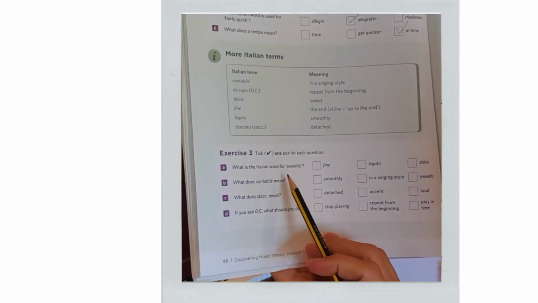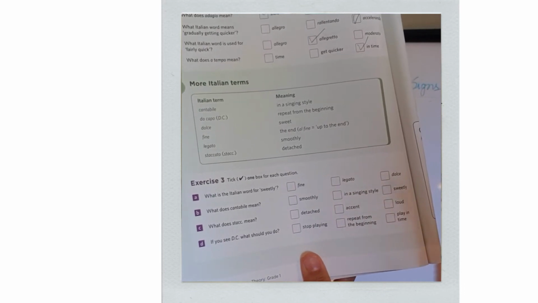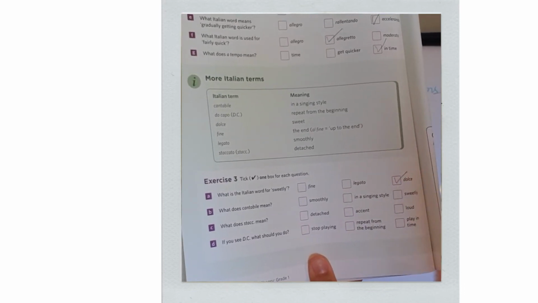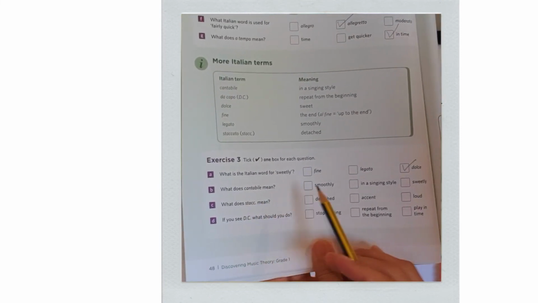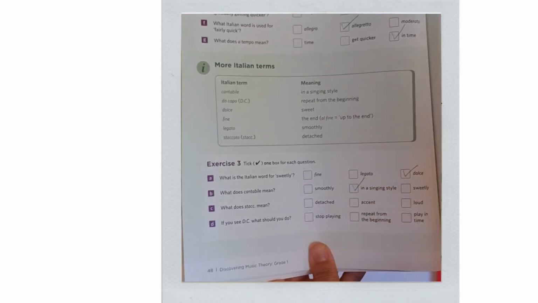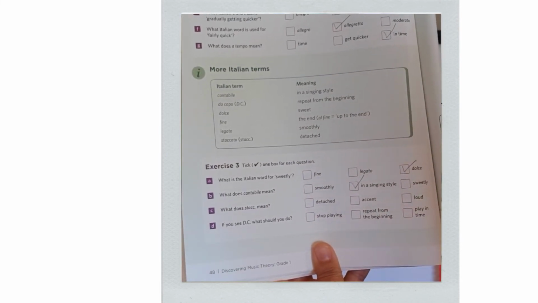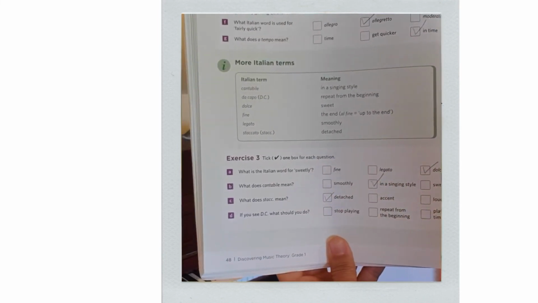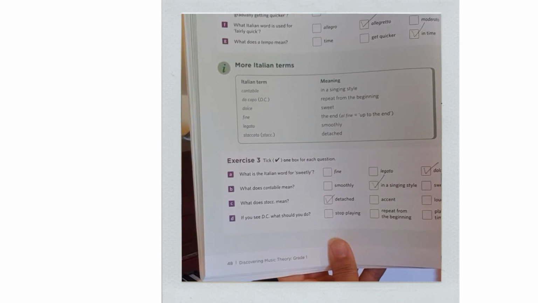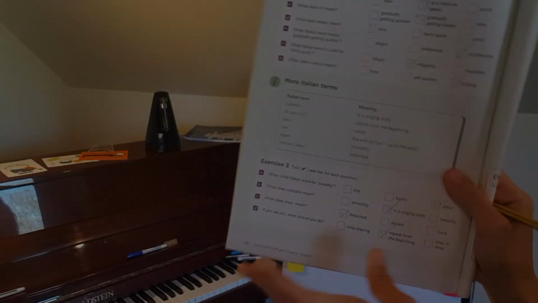Tick one box for each question. So what do we have here? What is the Italian word for sweetly? Fine, legato, or dolce? Dolce. What does cantabile mean? Smooth, in a singing style, or sweetly? What does staccato mean? Detached, accent, or loud? If you see DC, da capo, what should you do? Stop playing, repeat from the beginning, or play in time? Repeat from the beginning. And that's all for today.